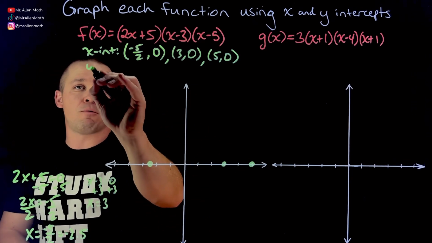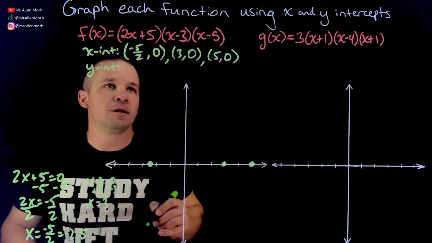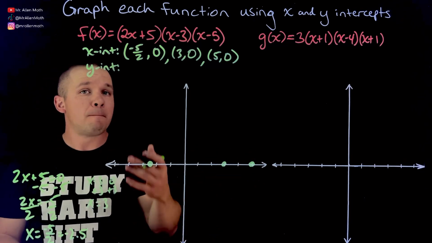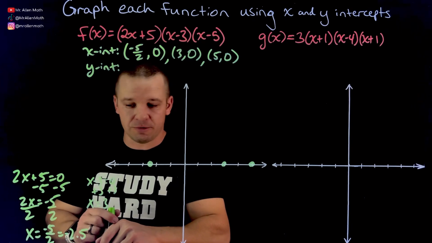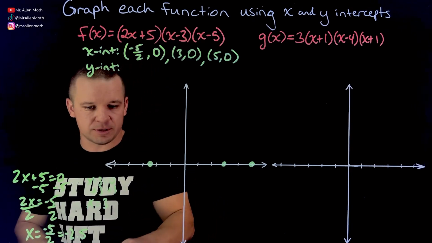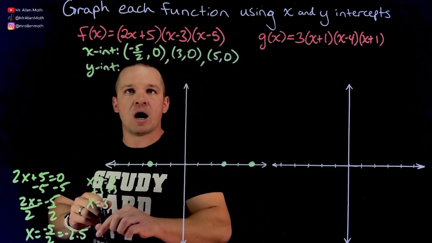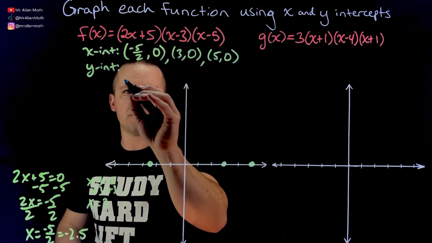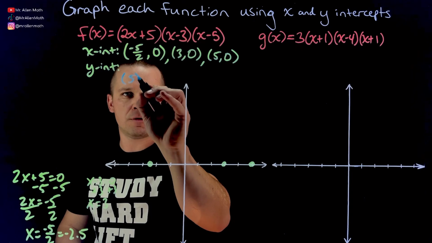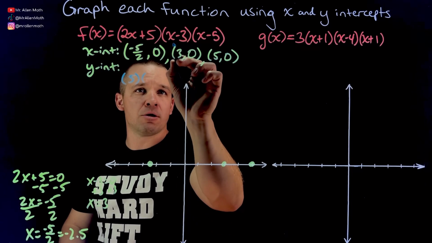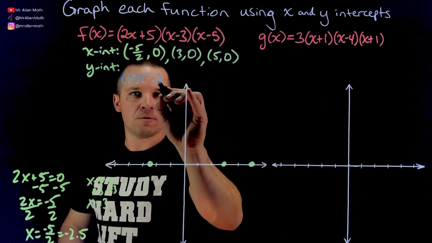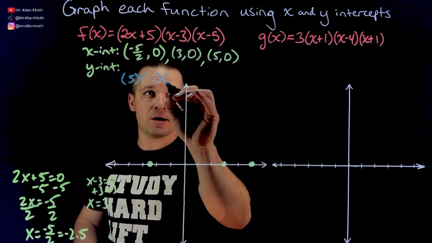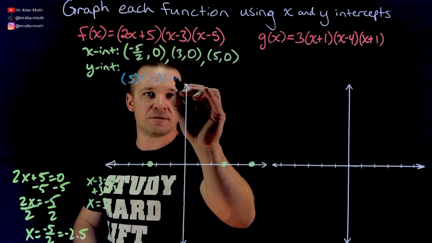Okay, so for my y-intercept, let's see here. If I plug in 0 for x, that's how I get my y-intercept. So let's do that. I'll actually do that in a slightly different color so we can make it pop a little more. If I plug in 0 here, I'd have 5 for that factor. So we get 5 times, if I plug in 0 here, I'd get negative 3, because 2 times 0 is 0, plus 5 is 5. 0 minus 3 is negative 3. And then 0 minus 5 is negative 5.